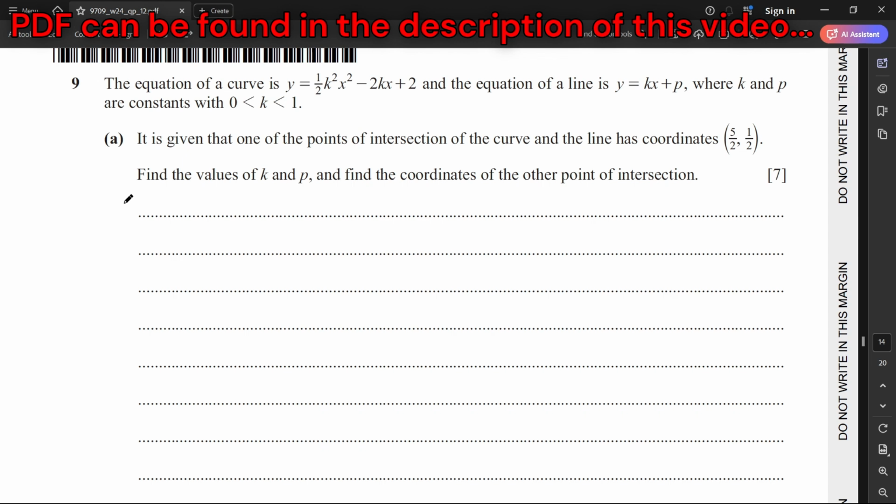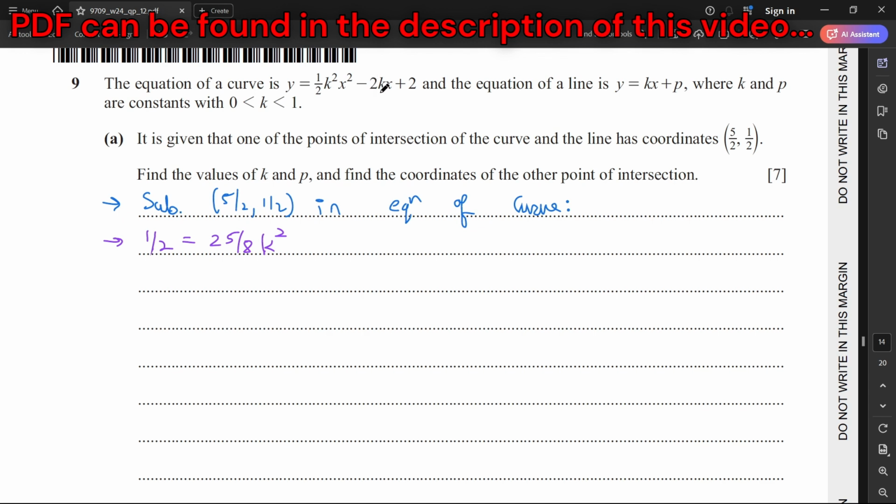And therefore, I can go ahead and state that substitute 5 by 2 comma 1 by 2 in the equation of the curve. Now I'm going to change the color of my pen, and it's going to be half is equal to half into 5 by 2 square. So what is 5 by 2 square? It is 25 by 4. So 25 by 4 into half is 25 by 8. So it is 25 by 8k square.